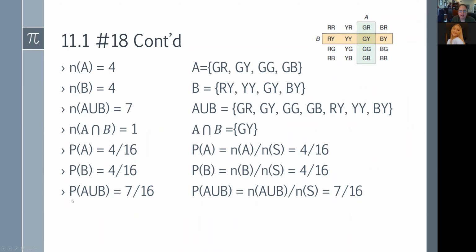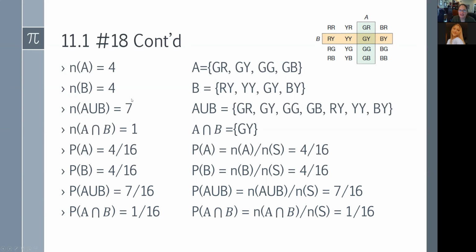Next, we're supposed to verify that the probability of A union B is 7/16. And the probability of A union B is the number of elements in A union B divided by the number of elements in the sample space. And there are 7 elements in A union B, so that does give us 7/16. Next, we're supposed to verify that the probability of A intersect B is 1/16. The probability of A intersect B is the number of elements in A intersect B divided by the number of elements in the sample space. And there is just one element in A intersect B, so that does give us 1 out of 16.